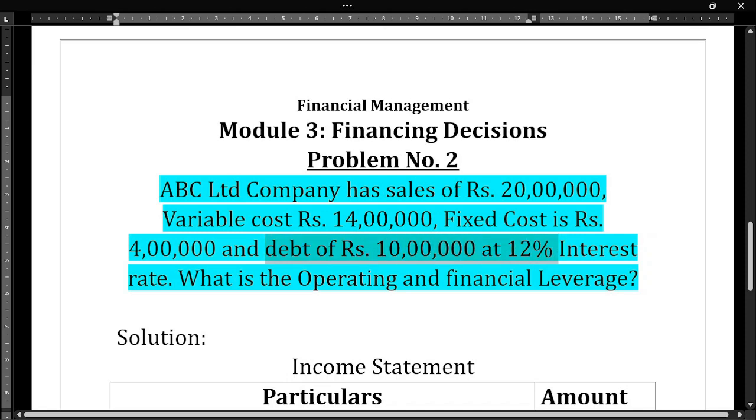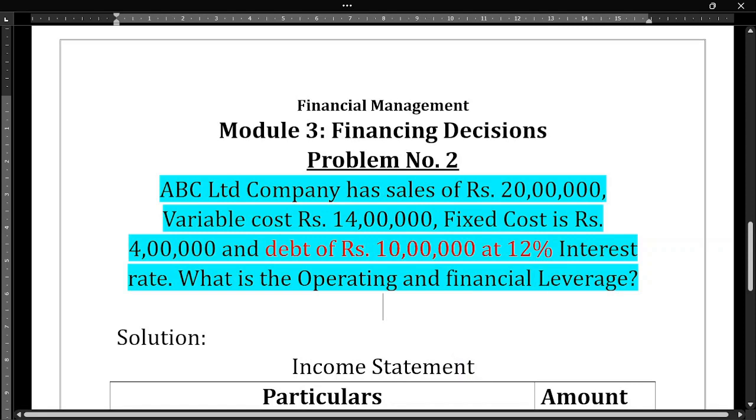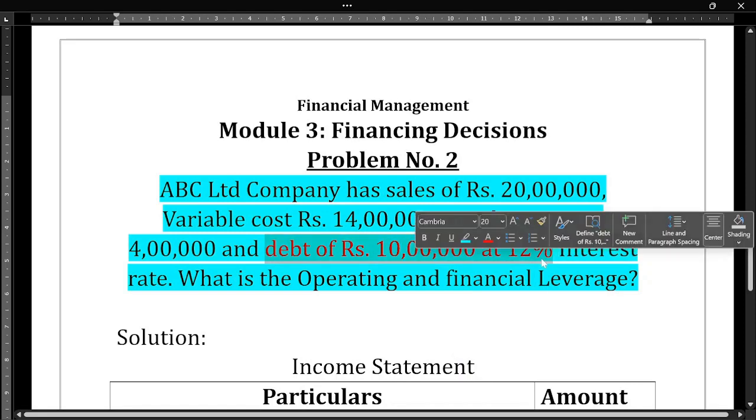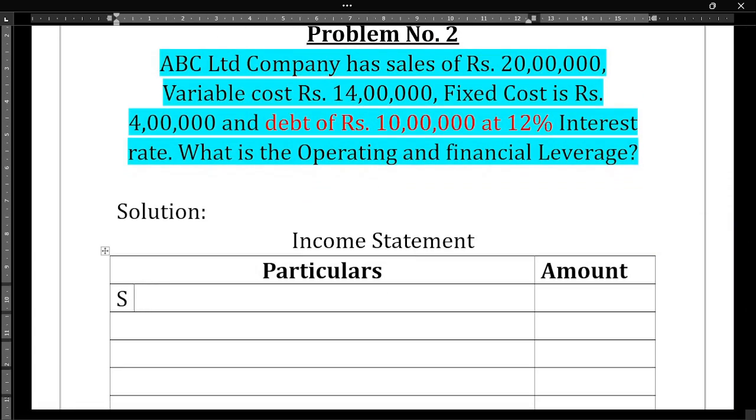In this problem, they have given us this detail. This is an extra detail. They have given that debt of rupees 10 lakh at 12%. In the previous problem, it was not there. This is the new thing. Let us see how to solve. First, you need to always take the sales. So here directly they have given the sales value is 20 lakh.